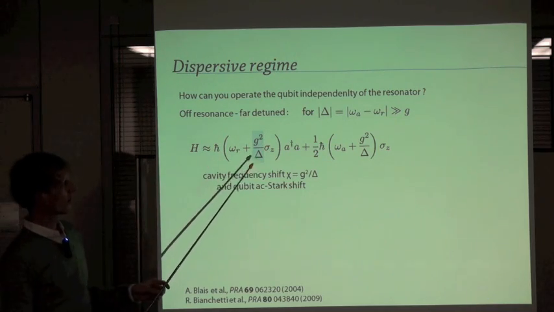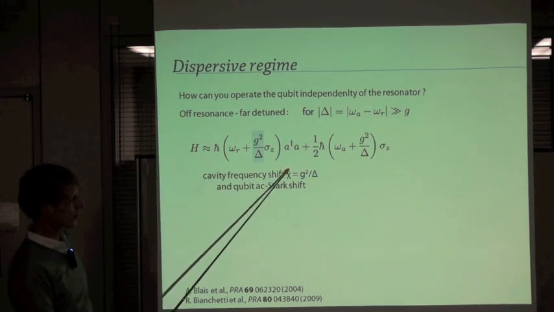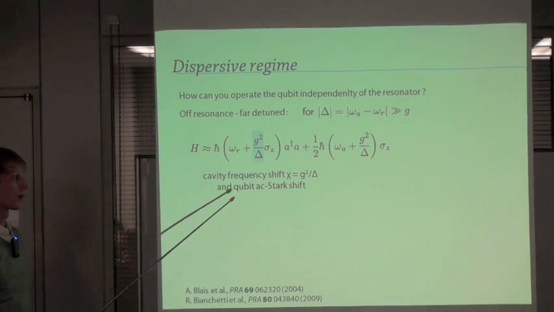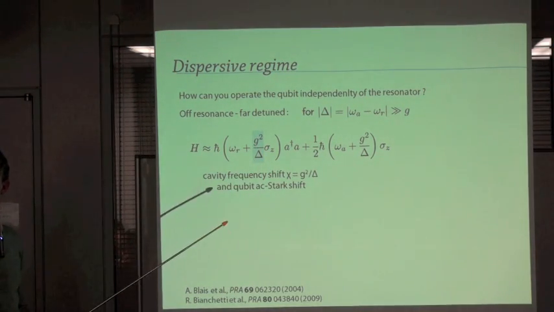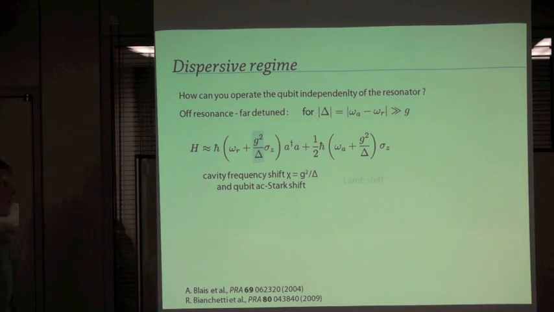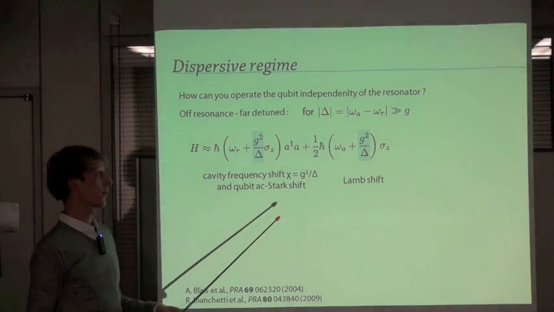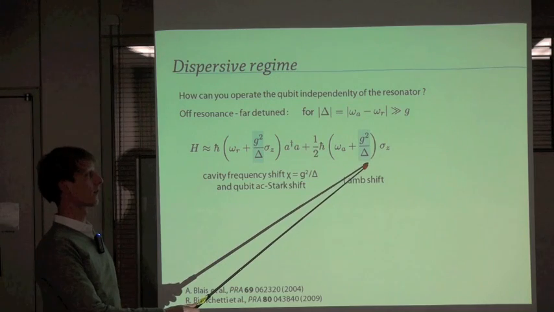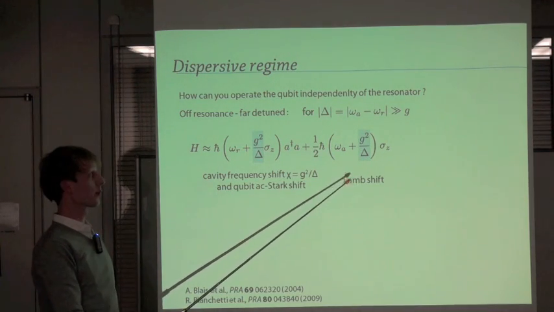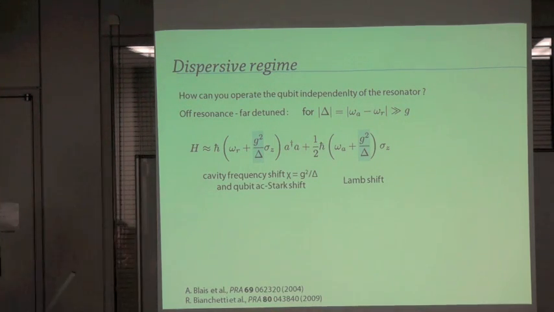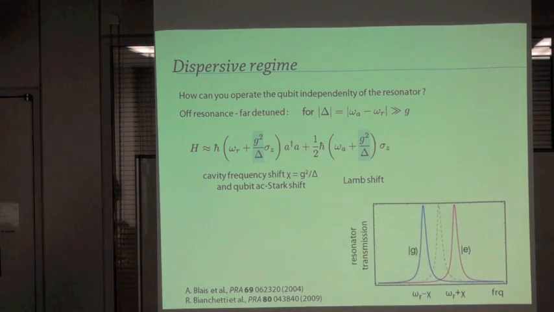What you could also do is take this term here and put it in front of the qubit. Then you could interpret this term as a qubit AC Stark shift, simply meaning that the frequency of the qubit will shift because it's put in an electric field. The qubit frequency in itself is also affected. So you have the original frequency, but it's shifted by g squared over delta. This is a Lamb shift, simply because the qubit sees the vacuum fluctuations inside the resonator. And those shifts turn out to be extremely convenient.